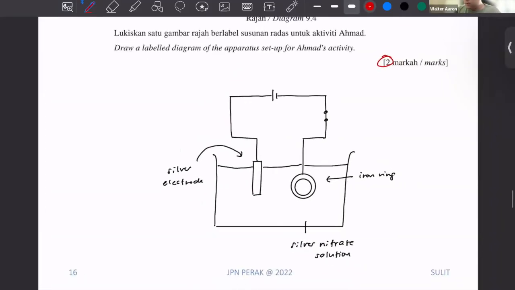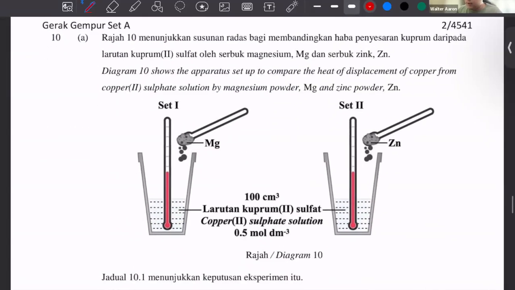All right, so let's go to number 10 right now. Number 10 shows the apparatus setup to compare the heat of displacement of copper from copper(II) sulfate solution by magnesium powder and zinc powder. So basically, you're going to perform a displacement reaction between zinc and also magnesium in copper itself. Magnesium and zinc, being more reactive and more electropositive metals, will be able to displace copper out from its own salt.